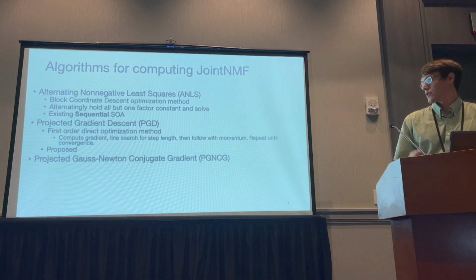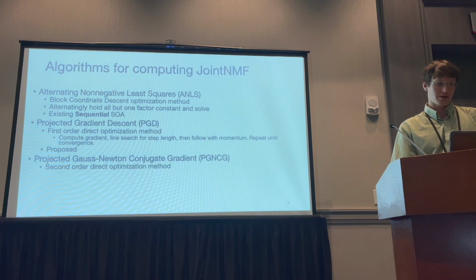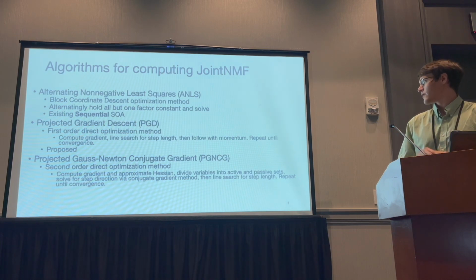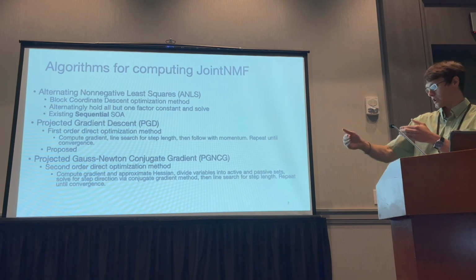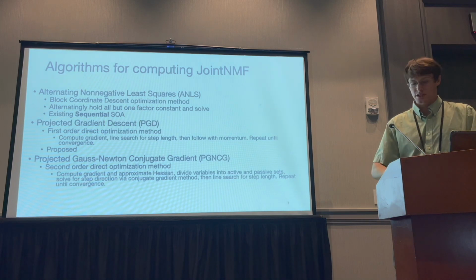And then finally, the third method is a projected Gauss-Newton conjugate gradient method. Second-order direct observation method. Brief high-level overview, basically create the gradient, and then approximation. Divide rows into active and passive sets. Solve for the step direction via the conjugate method. Then line search for step length, and then repeat until convergence.